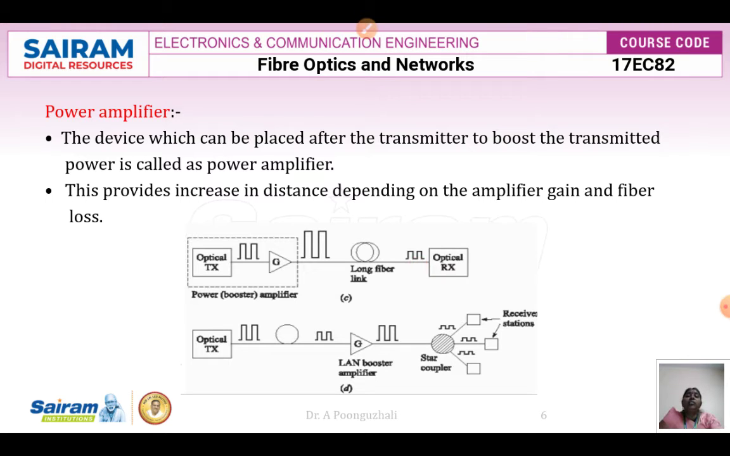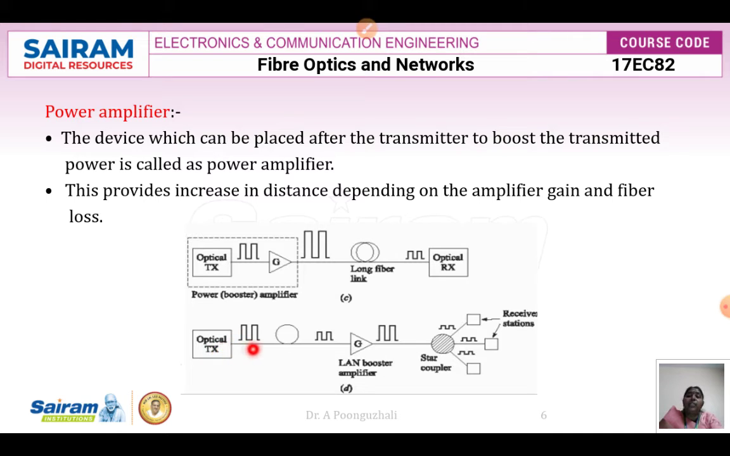This provides an increase in distance. The increase in distance depends on the amplifier gain and the fiber loss. When I increase the power level of the optical signal, this can also be used to increase the bit rate of the signal. Here we have the signal level. If I want to increase it, I have an optical transmitter.